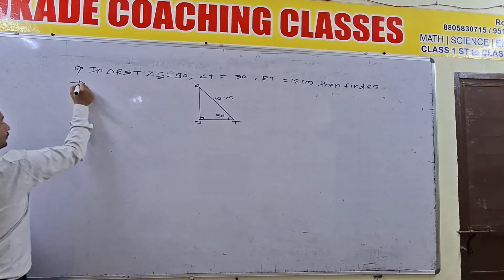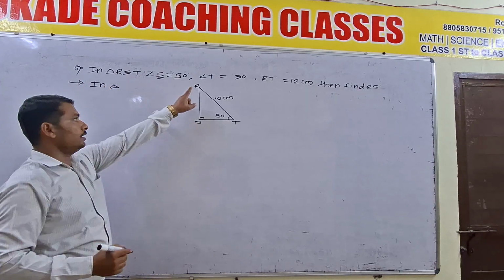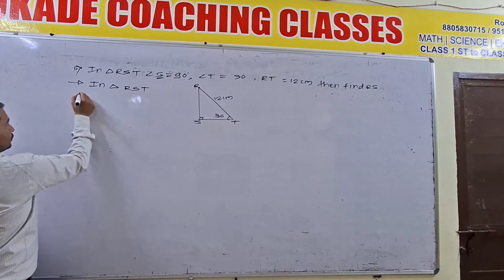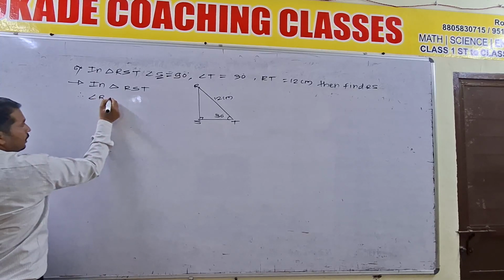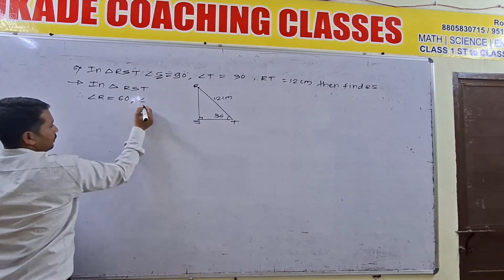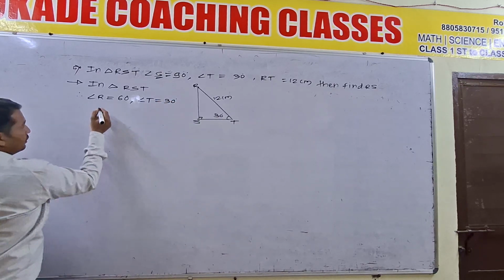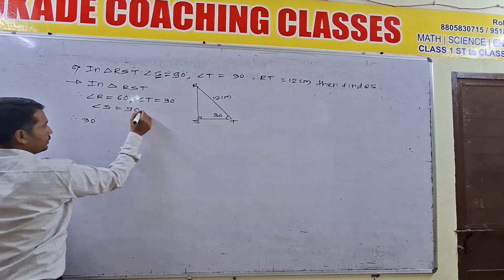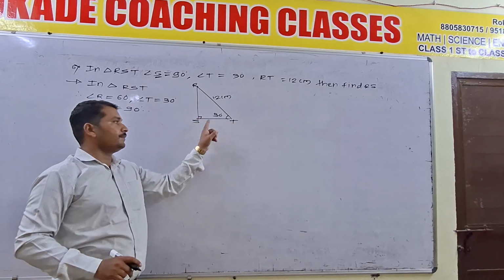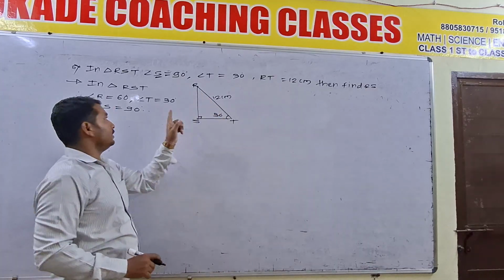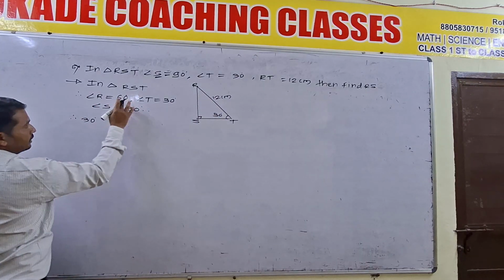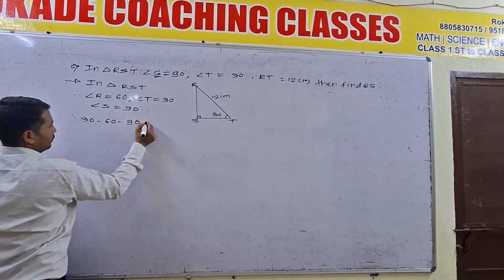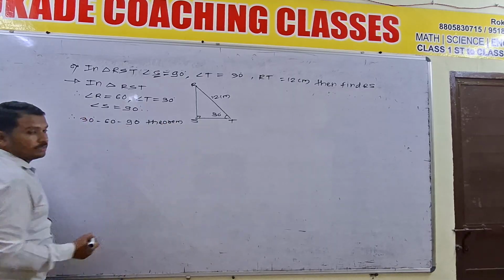Write down again, in triangle RST, angle R is equal to 60 degrees, angle T is equal to 30 degrees, and angle S is equal to 90 degrees. So it means there is a remaining angle. Look here also: angle S is 90, angle T is 30, and the remaining angle is 60 degrees. So angle R is 60 degrees. So this is a 30, 60, 90 triangle.